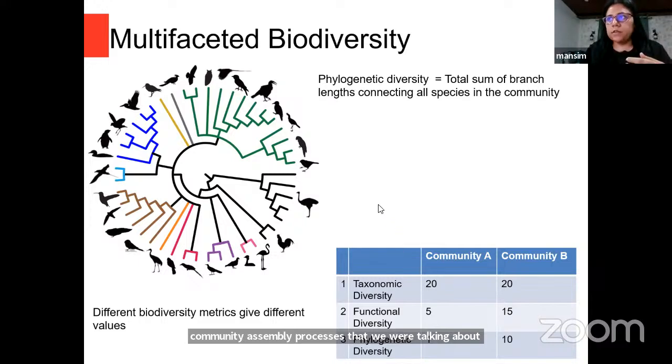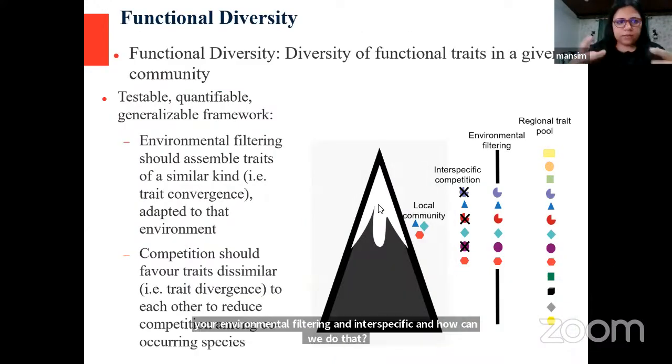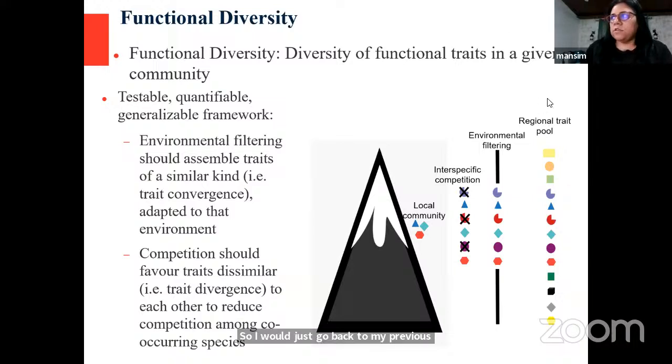And how can we do that? I would just go back to my previous schematic. Now let's say instead of the regional species pool, I have a regional trait pool, right? So instead of looking at birds at different elevations, I've looked at beak sizes at different elevations. Why is this important? Because I can quantify beak size. I can actually measure beak size, right? So that is important here. Now I have a total beak size range and I have a local community's range of beak size.